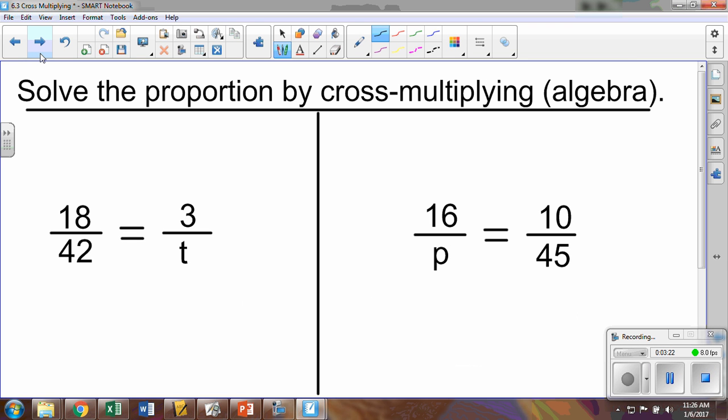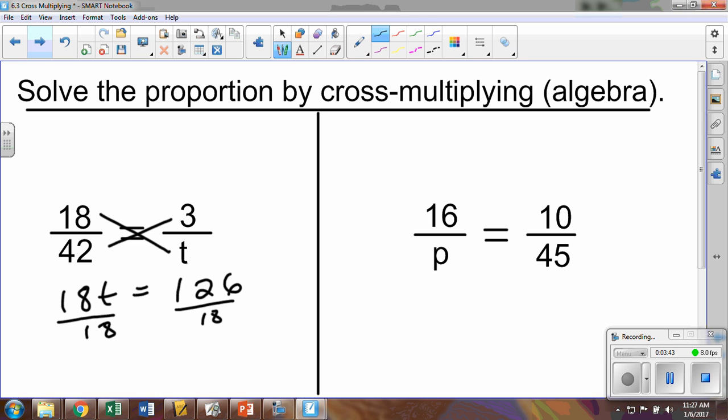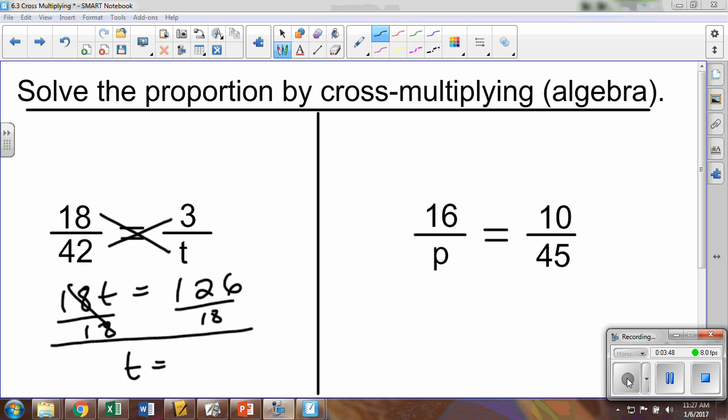Like yesterday, we know that we can cross-multiply to create equations. 18 times t and 42 times 3, that equals 126. When we divide by 18 to solve it, we know that we obtain t equals 7. Done.